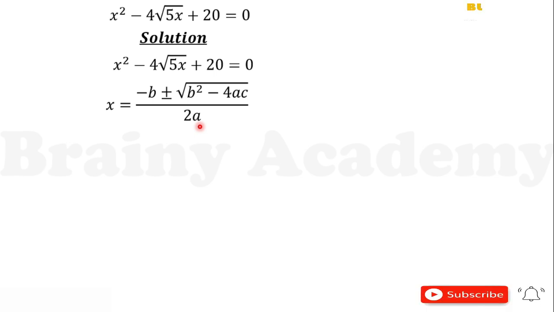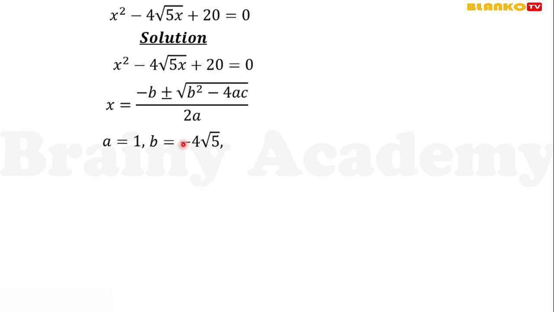So let's identify the values now. a is equal to 1. b is equal to negative 4 multiplying the square root of 5. And c is equal to 20.